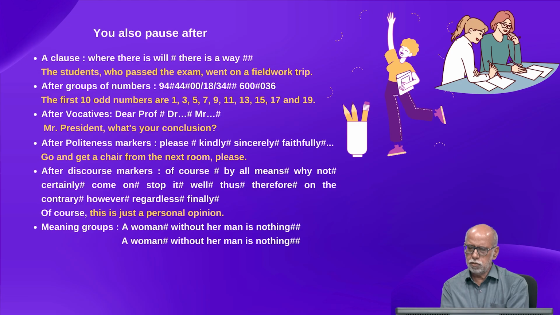What is the postal code? My postal code is 600 036. So in twos or threes. Such as, look at the next example. The first 10 odd numbers are 1, 3, 5, 7. In this case, you are pausing after every number because every number makes a unit. But when you address somebody while talking, by name, then you say, Mr. President, what's your conclusion?